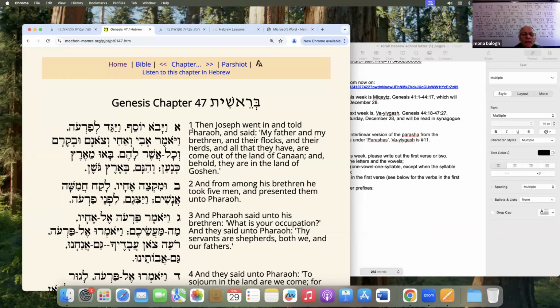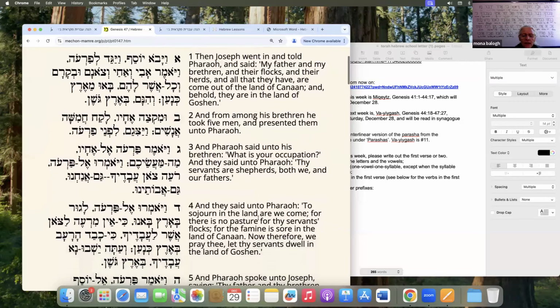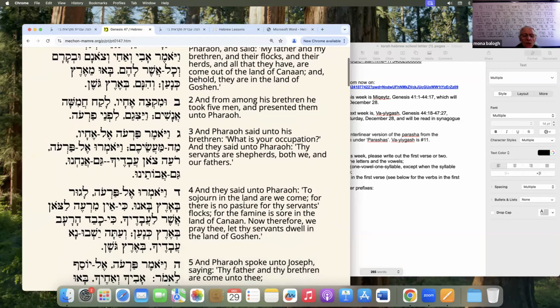So they weren't shepherds. Then Joseph went in and told Pharaoh and said, my father and my brethren and their flocks and their herds and all that they have are come out of the land of Canaan, and behold, they are in the land of Goshen. And from among his brethren he took 5 men, doesn't say which one of his brothers, and presented them to Pharaoh. And Pharaoh said to his brethren, what is your occupation? And they said to Pharaoh, your servants are shepherds, both we and our fathers. Remember, Pharaoh was not an Egyptian. He doesn't hate shepherds or sheep herding. To sojourn, they said to Pharaoh, to sojourn in the land are we come, for there is no pasture for your servants' flocks, for the famine is sore in the land of Canaan. Now therefore, we pray you, let your servants dwell in the land of Goshen.